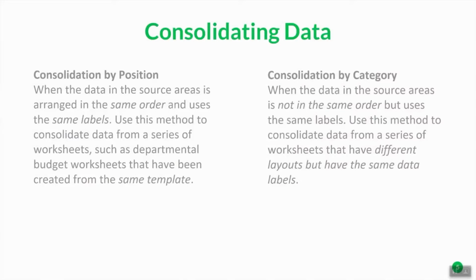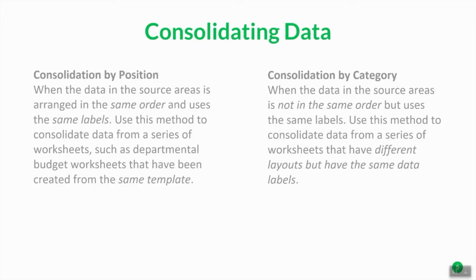First, consolidation by position. When the data in the source areas is arranged in the same order and uses the same labels. Use this method to consolidate data from a series of worksheets, such as departmental budget worksheets that have been created from the same template. So that's consolidate by position. Consolidation by category is when the data in the source areas is not in the same order, but uses the same labels.